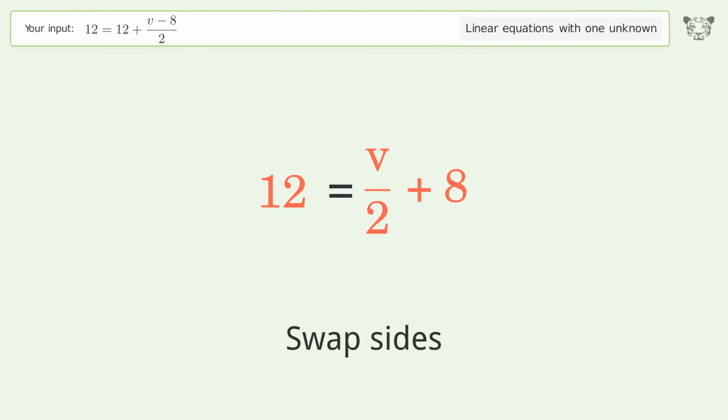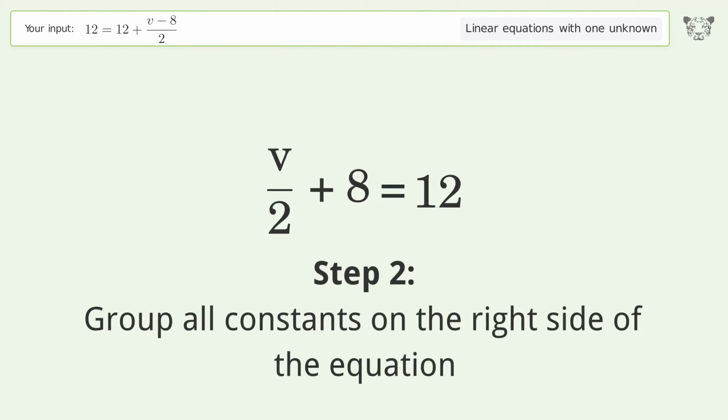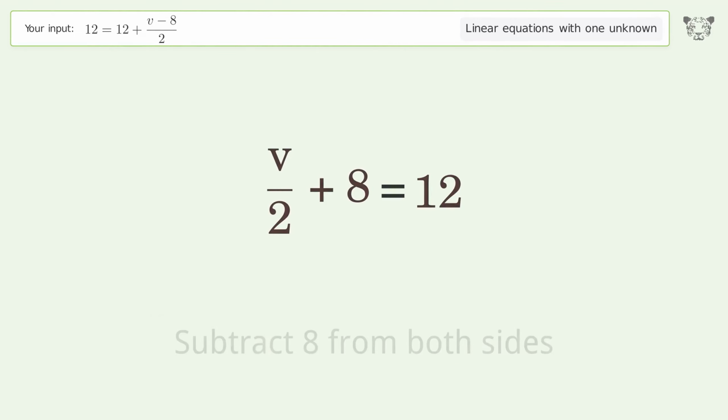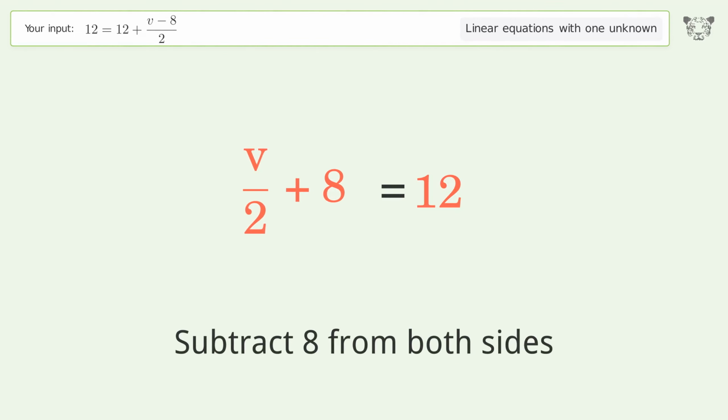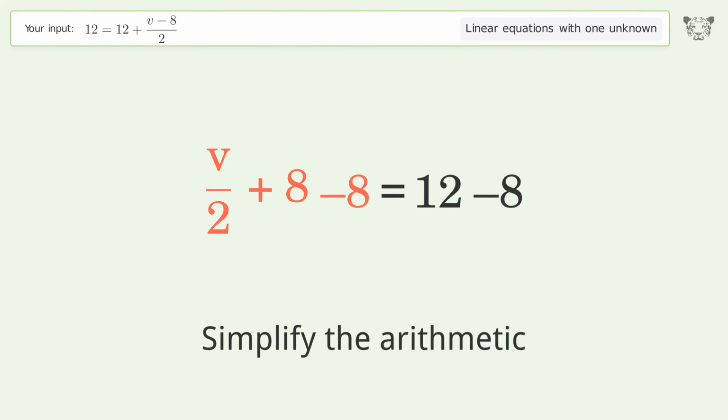Swap sides. Group all constants on the right side of the equation. Subtract 8 from both sides. Simplify the arithmetic.